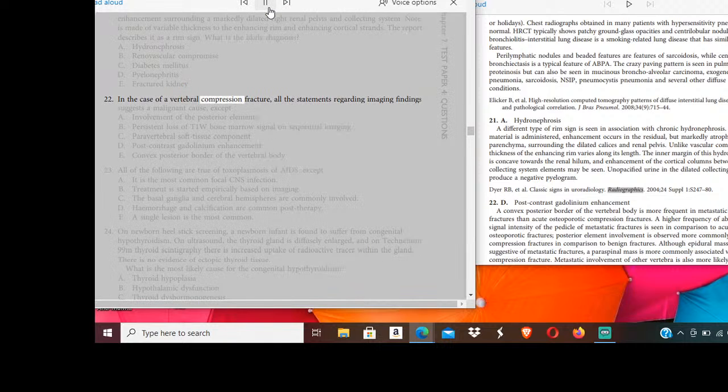22. In the case of a vertebral compression fracture, all the statements regarding imaging findings suggest a malignant cause, except: A. Involvement of the posterior elements. B. Persistent loss of T1W bone marrow signal on sequential imaging. C. Paravertebral soft tissue component. D. Post-contrast gadolinium enhancement. E. Convex posterior border of the vertebral body.